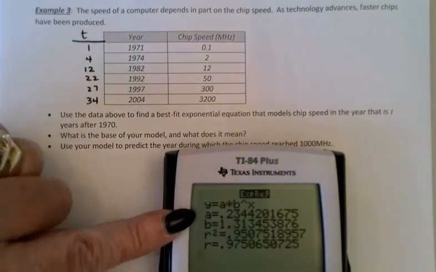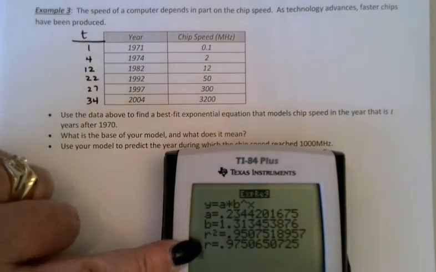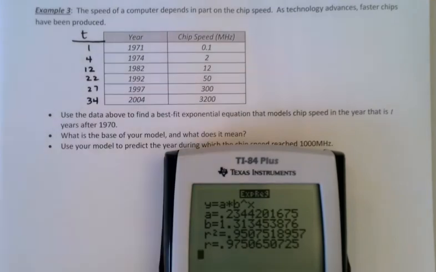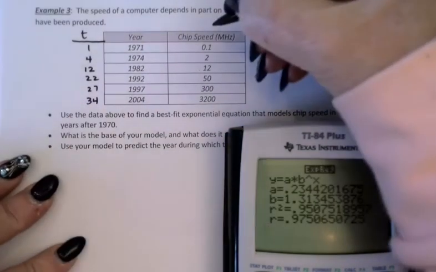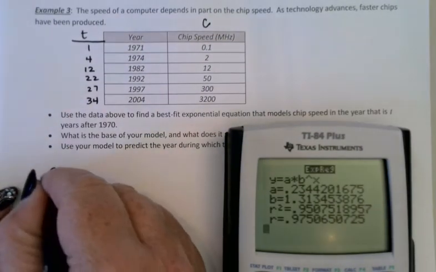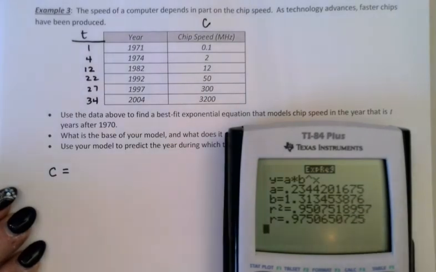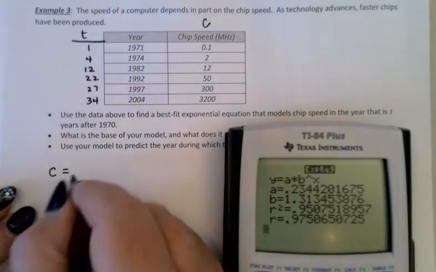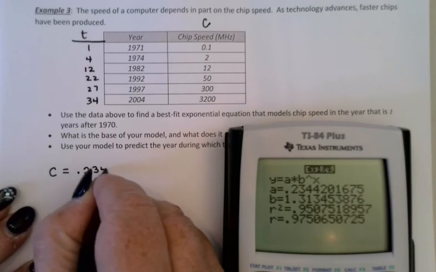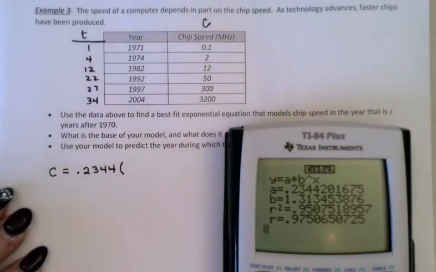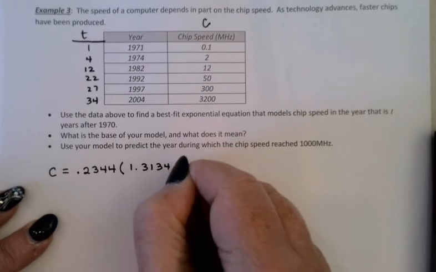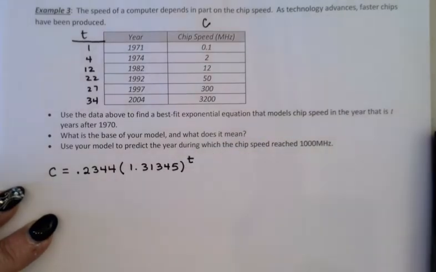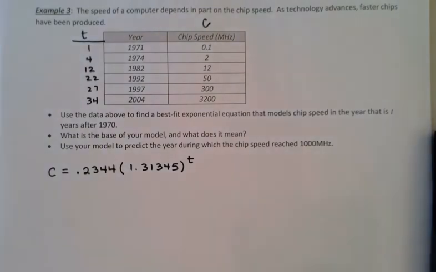And there we go. I've got the A and the B, and notice the R squared of 0.95 is a pretty good fit, so I'm comfortable with this. So my equation, let's see, I'll use C for chip speed. We'll say C equals, A is about 0.2344, and B is about 1.31345. And that would be to the t power, t being our independent variable.